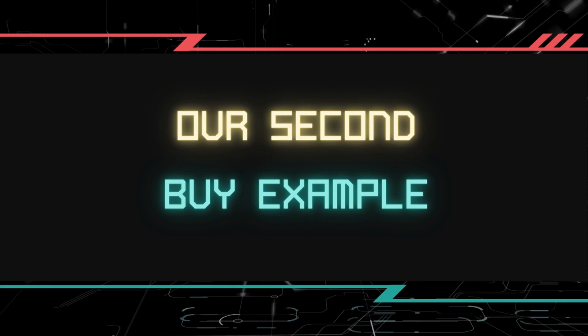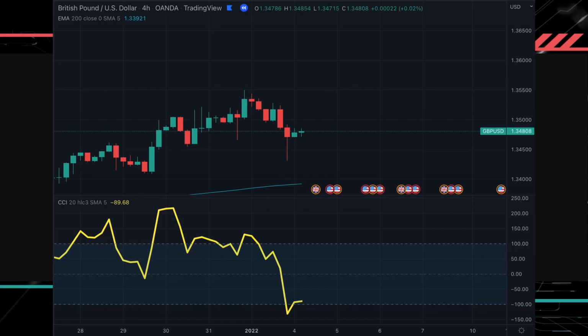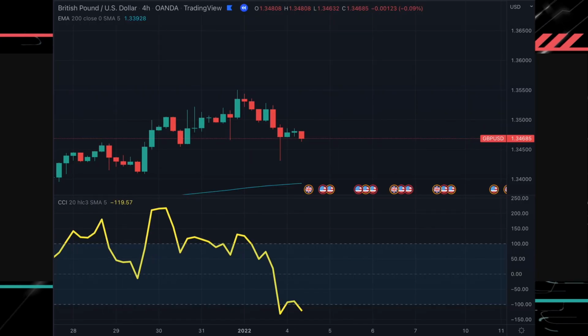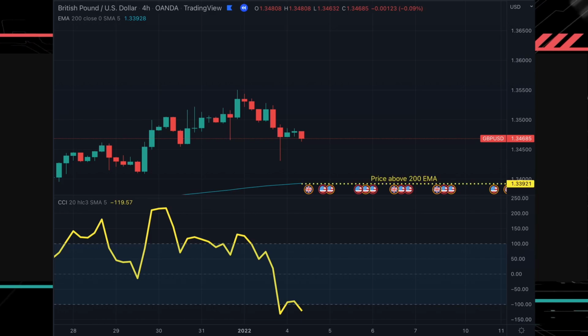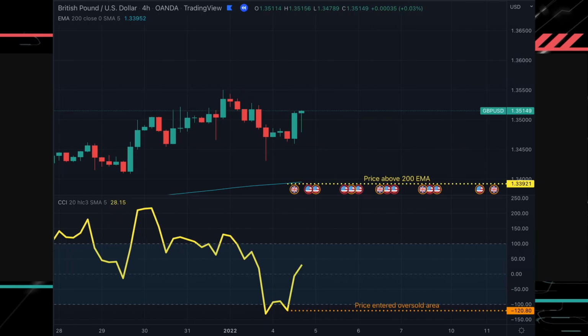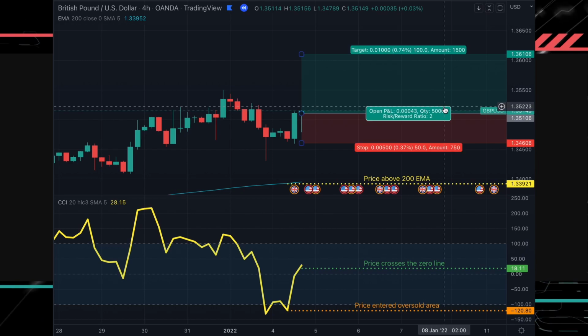Our second example is the Great Britain pound and USD on the 4-hour time frame. As usual, first, we check that the price is above the 200 EMA. Second, we wait for the CCI value to enter and exit the oversold level. Third, we wait for the CCI value to cross the zero line. Finally, we will enter a buy trade at the close of the candle.